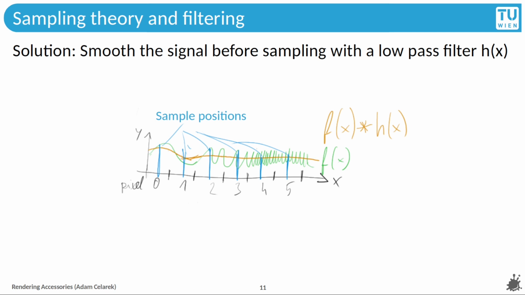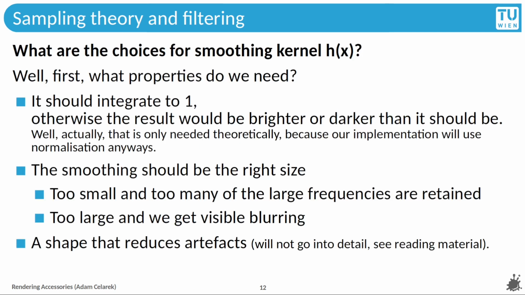Let's look now into the choices for the filter or convolution kernel h. But first, let's look at the properties that we need. It should integrate to 1. This is because f of x convolved with h of x should not be brighter or darker than the original signal f. This is more of a theoretical constraint, as any convolution kernel can be scaled, and in fact we do that as part of the equation that we use.